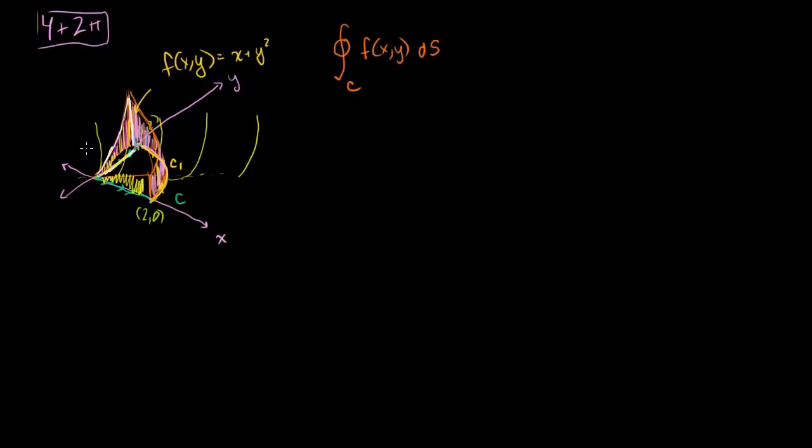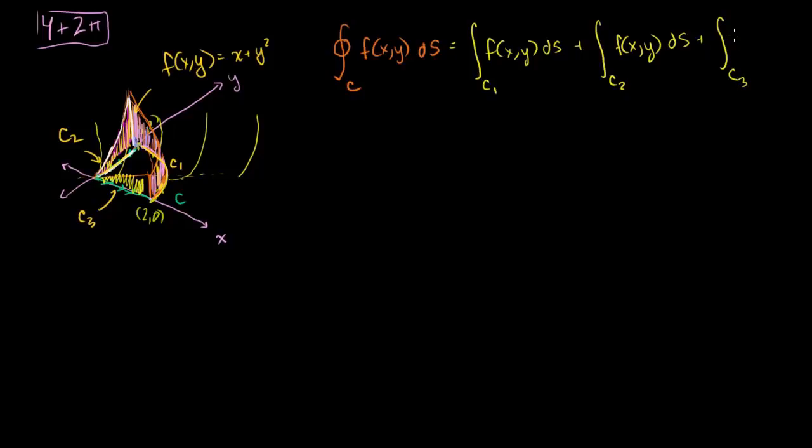This part we can call, let me make a pointer, C2. And then this point right here, C3. So we can break up this closed line integral into 3 non-closed line integrals. This will be equal to the line integral along the path C1 of f of xy ds plus the line integral along C2 of f of xy ds plus the line integral, you might have guessed it, along C3 of f of xy ds.